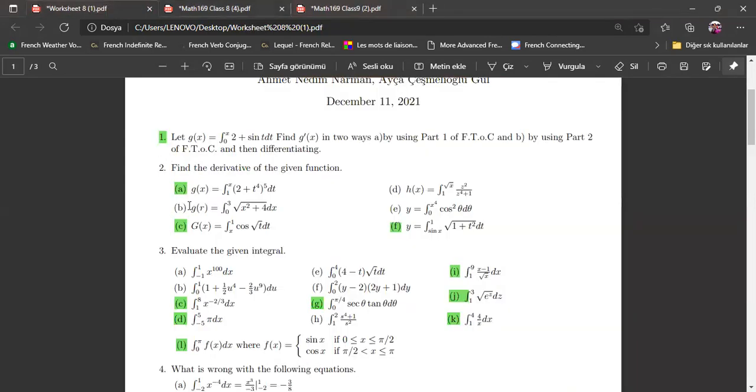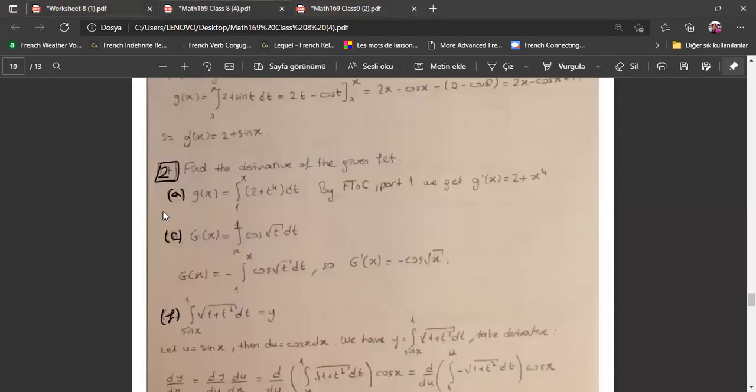Okay, the second question. I will solve only a, c, and f. Now you see we have a function g, given by this integral. The function inside is continuous, and we have a constant there. We have x above, so we can directly apply the first part of this theorem. What's g prime of x then? Just plug t equals x here and get this result.